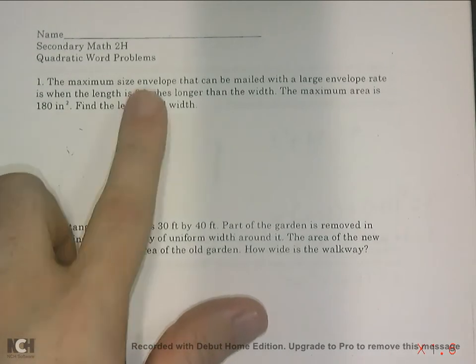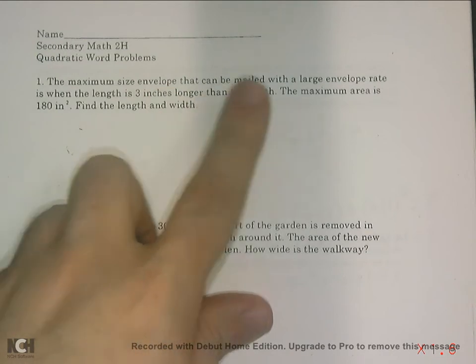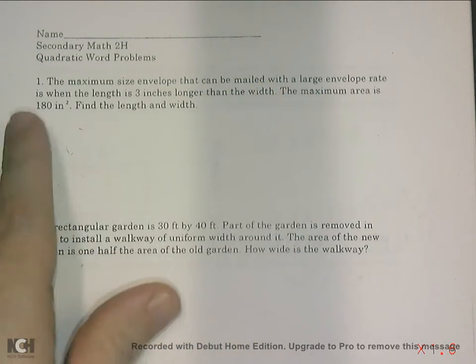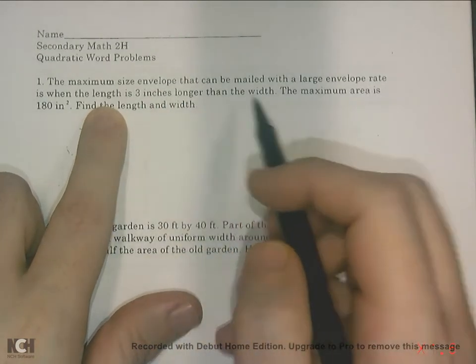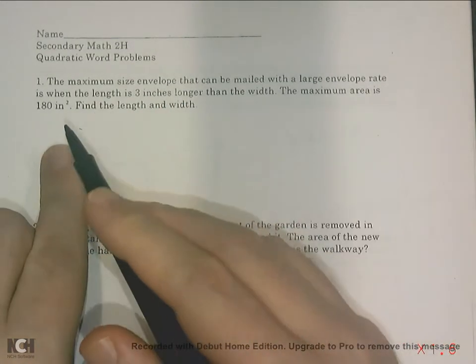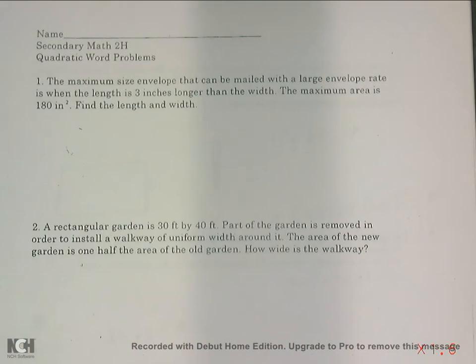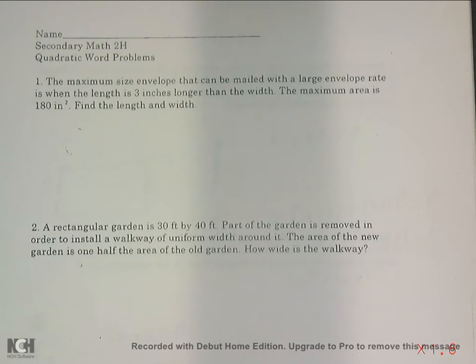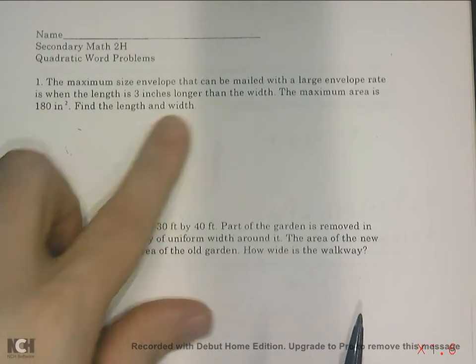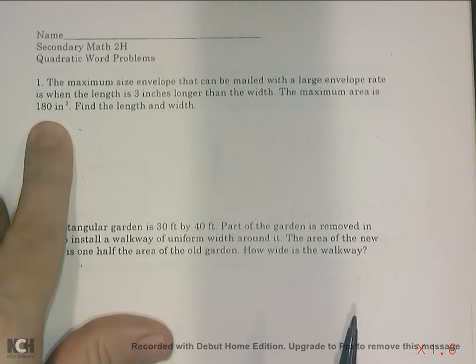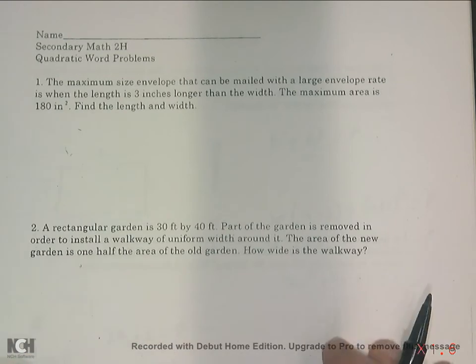The maximum size envelope that can be mailed with a large envelope rate, which is when the length is 3 inches longer than the width. The maximum area is 180 inches. Find the length and width. So it's wanting me to figure out what the maximum size of an envelope is that can be mailed with a large envelope rate. And that means that the length has to be 3 inches longer than the width, and that it has an area max of 180.